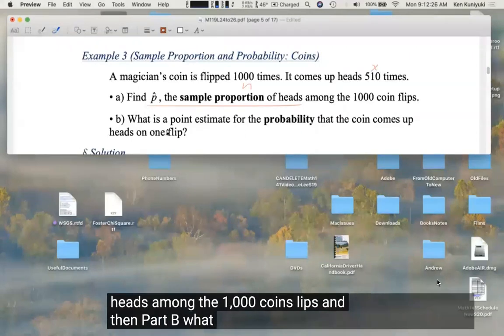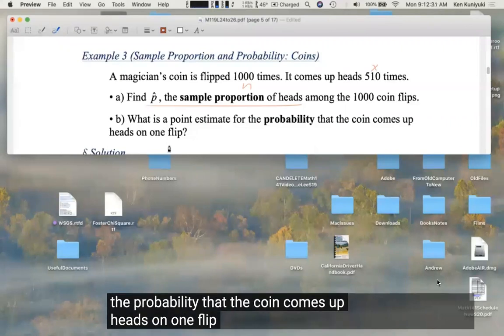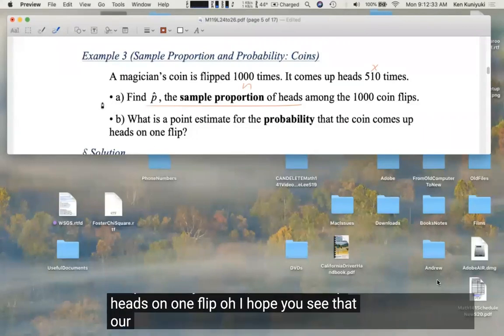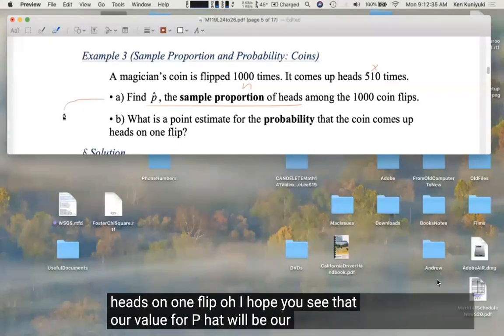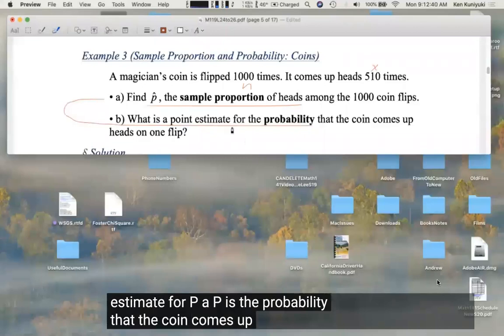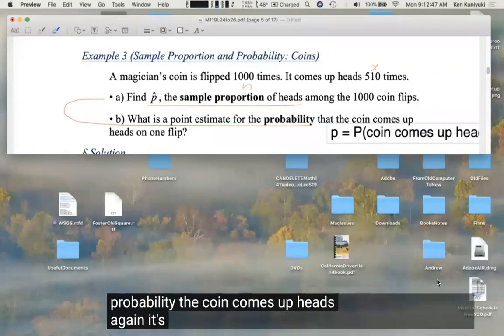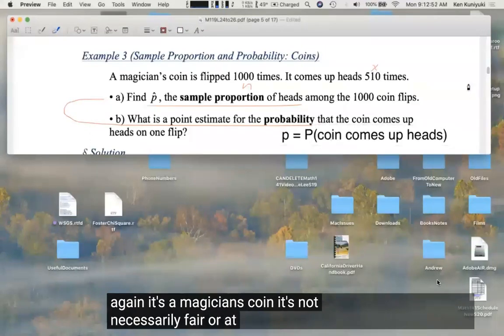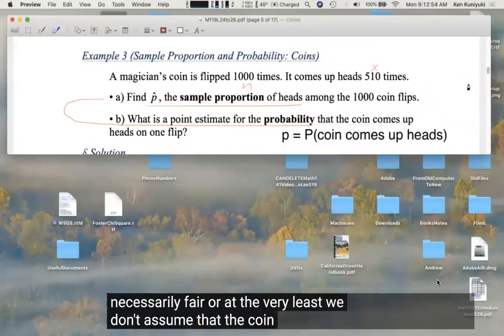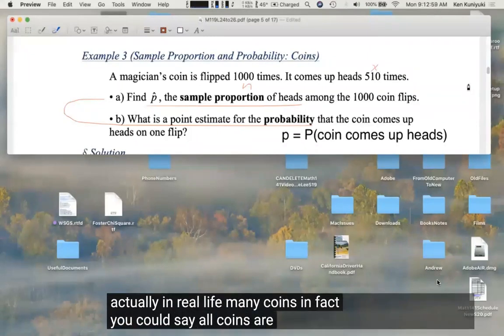And then part B, what is a point estimate for the probability that the coin comes up heads on one flip? Well, I hope you see that our value for p hat will be our point estimate for p. P is the probability that the coin comes up heads. Again, it's a magician's coin. It's not necessarily fair. Or at the very least, we don't assume that the coin is fair.